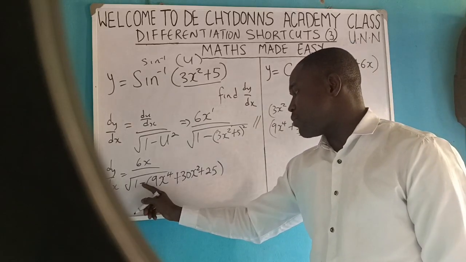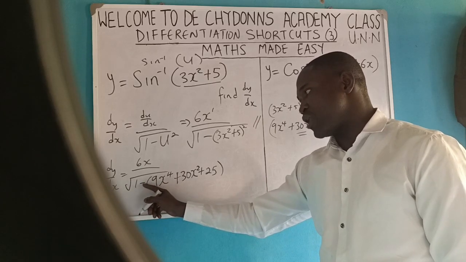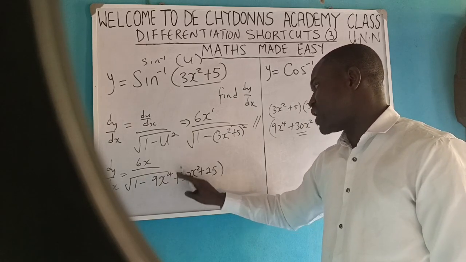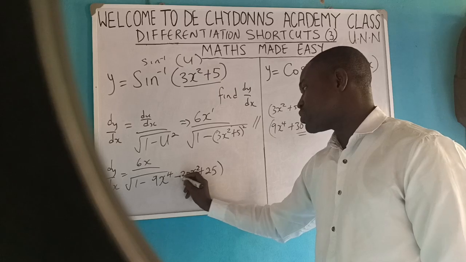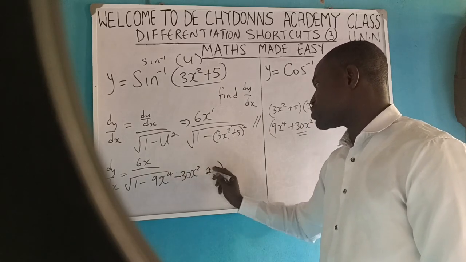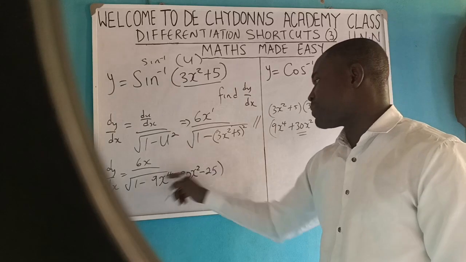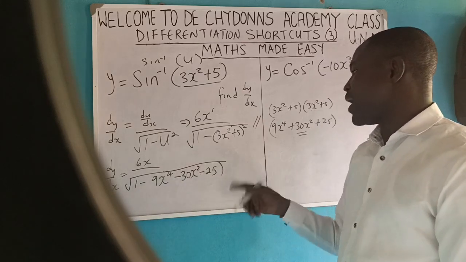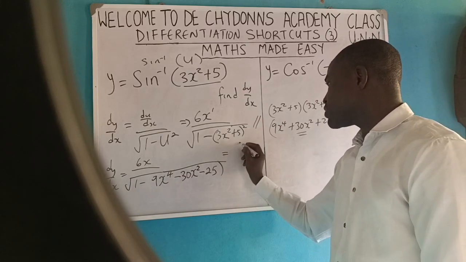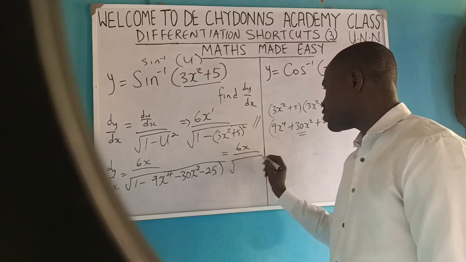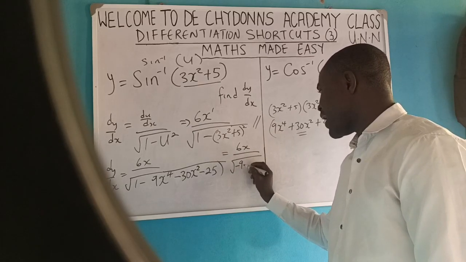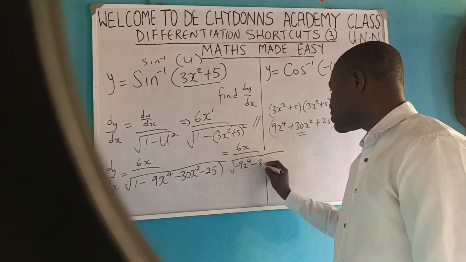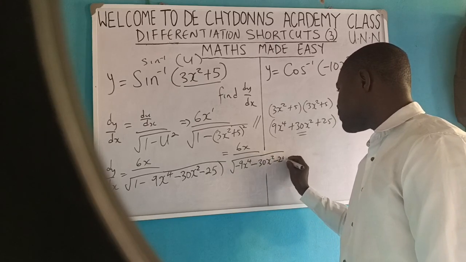Now you say 1 minus this times this. Here will now be minus. Minus this times this. Here will now be minus. We are now using this minus to multiply everything. And that gives us this. 1 minus 25 will give you minus 24. Are you getting it? So it becomes 6x all over square root of minus 9x raised to the power of 4 minus 30x raised to the power of 2 minus 24.